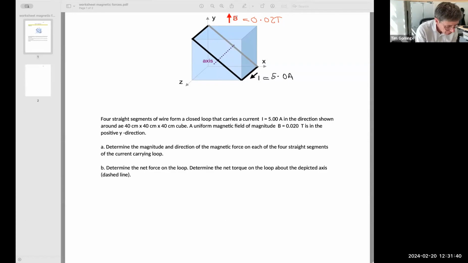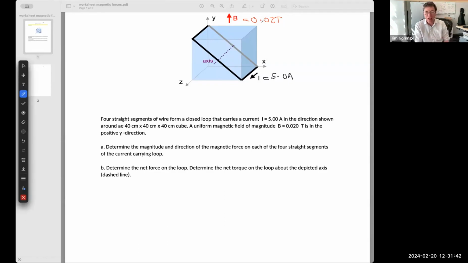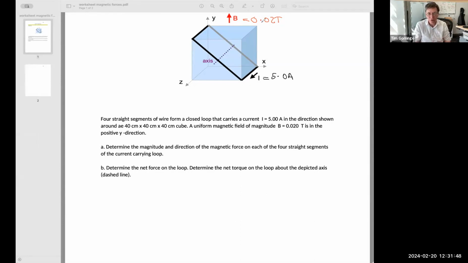This loop is immersed in this magnetic field, and we're asked to figure out what the individual forces are on the four sides of the loop, and also the net force on the loop, and then finally the torque on the loop. And so that's the order that we're going to work through this problem.